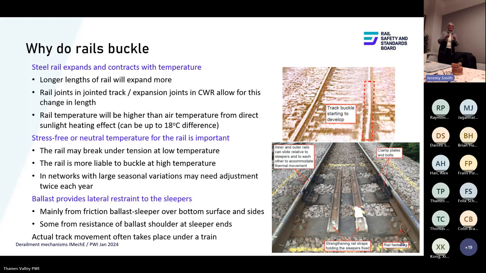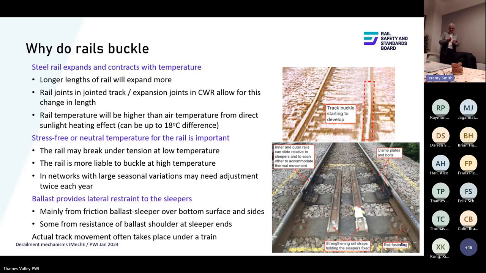So it's the friction of the sleeper trying to slide over the stones it's sitting on and between the stones either side. So if the ballast bed is low, so you don't have stones along the sides of the sleeper, you've reduced that resistance quite a bit. The bottom surface is important, but the sides and how the ballast is packed in between the sleepers is also relevant.